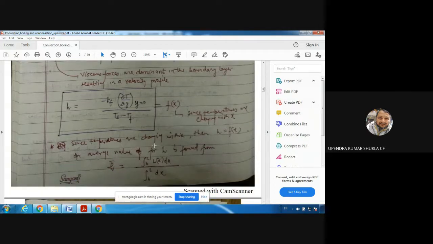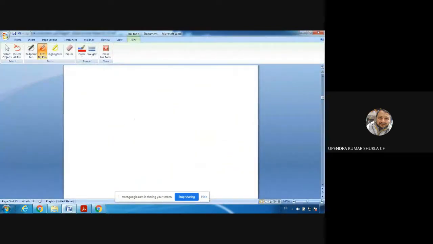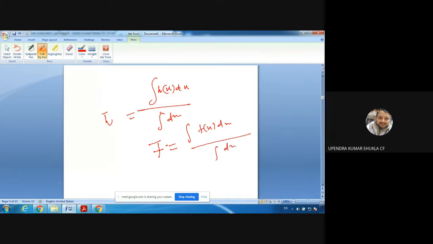Now since temperatures are changing with x, h is a function of x. So the average value of h is defined as the average. How will you find the average of h, which is changing with x? See, since h is changing with x, h average is the integral of h dx divided by the length. This is how you define h average. For any function f(x), how do we find its average? Integral of f(x) dx divided by the integral of dx.